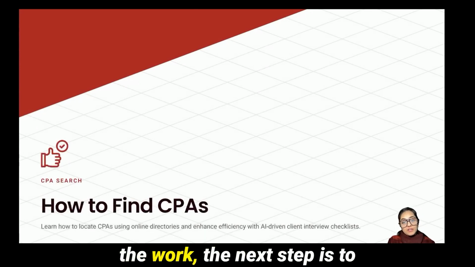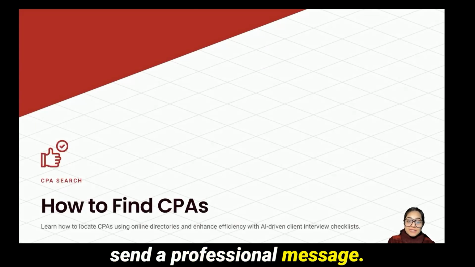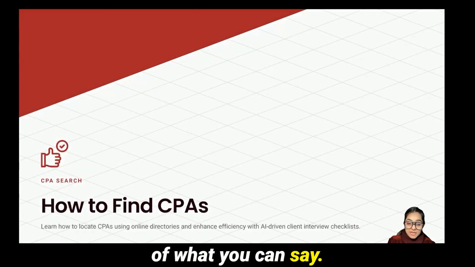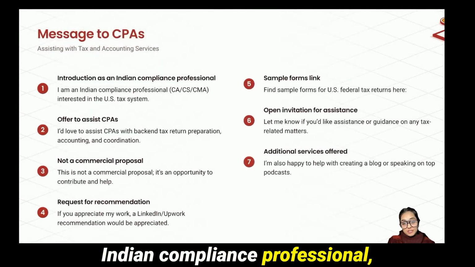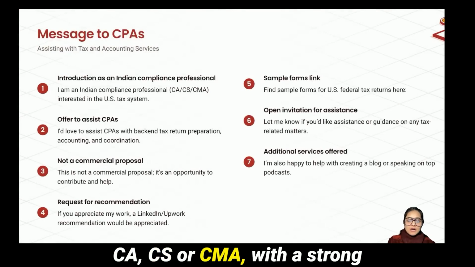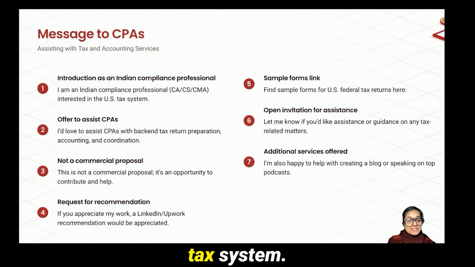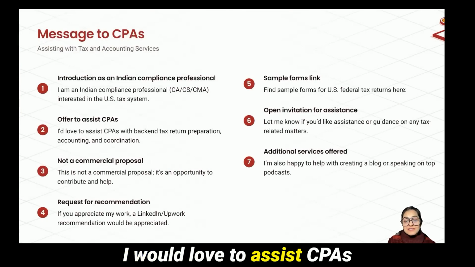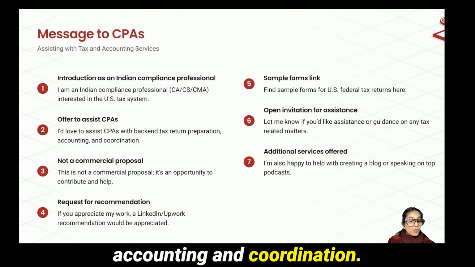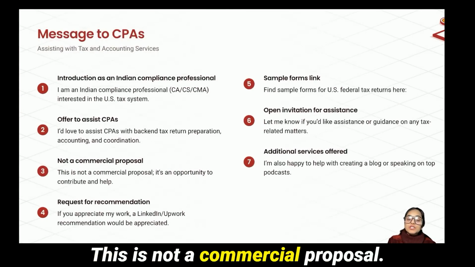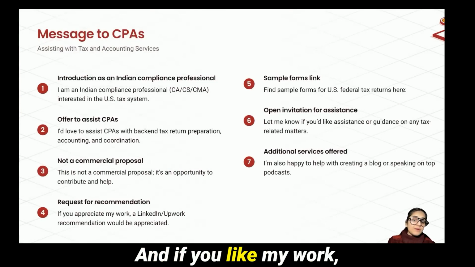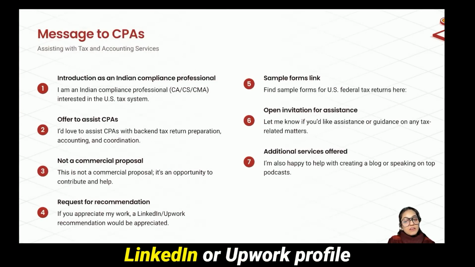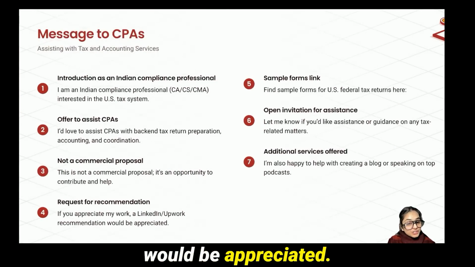Once you're prepared to do the work, the next step is to send a professional message. Here is an example of what you can say. Dear name of the person, I am an Indian compliance professional, CA, CS, or CMA, with a strong interest in the US tax system. I would love to assist CPAs like you with backend tax return preparation, accounting, and coordination. This is not a commercial proposal. I simply want the opportunity to contribute and help. And if you like my work, a recommendation on my LinkedIn or Upwork profile would be appreciated.